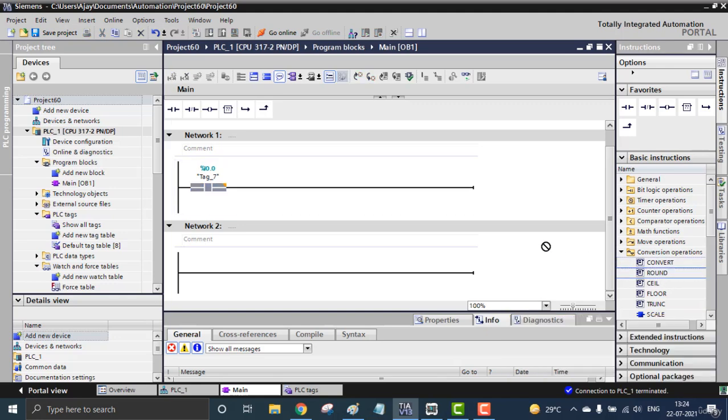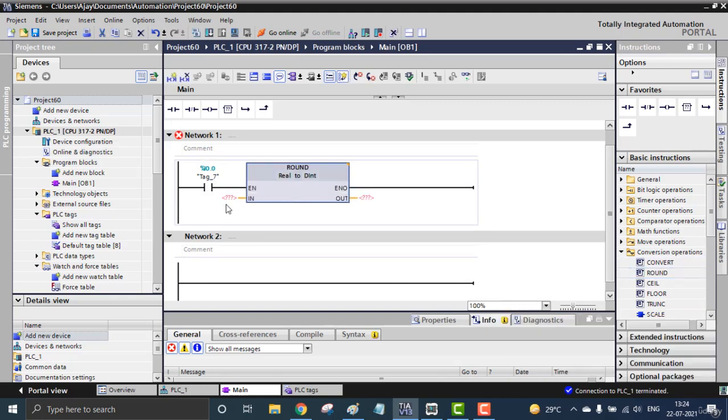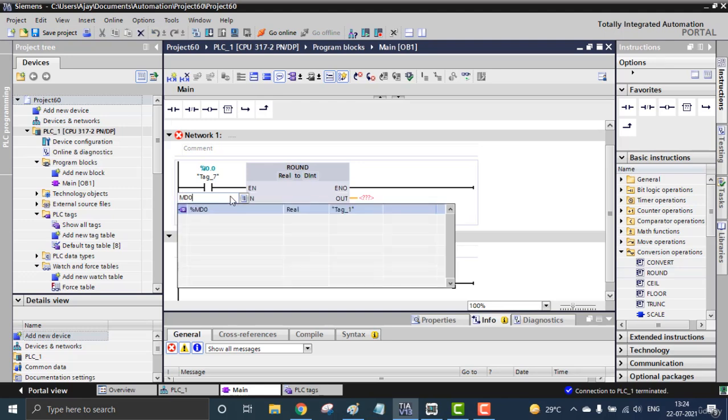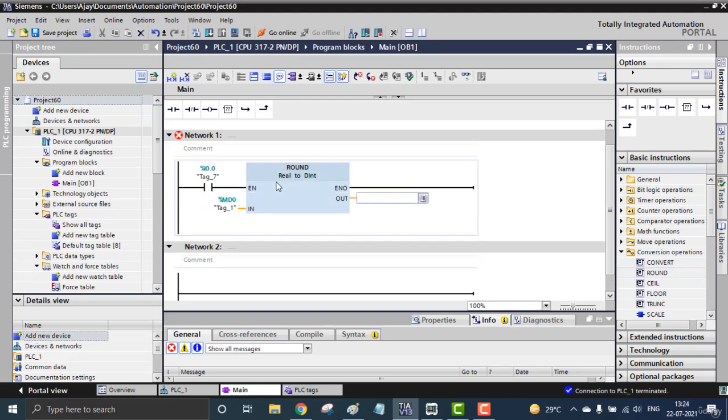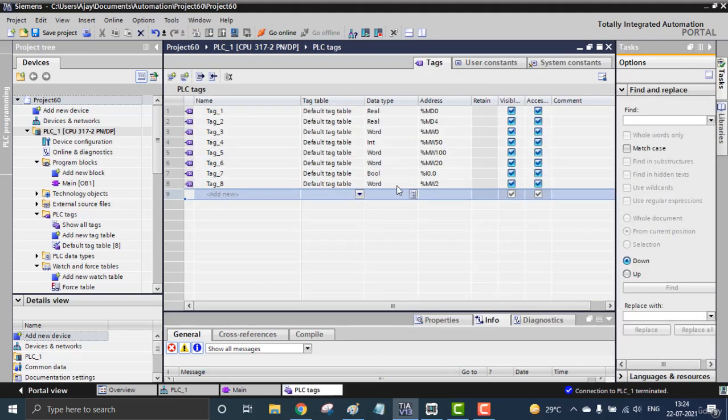We can go for the round block first. Round input would be MD0. That means this real value can only be rounded to a double integer. So MD4 is where the real value should be rounded into. This MD4 is not in the form of a double integer, it is in real.